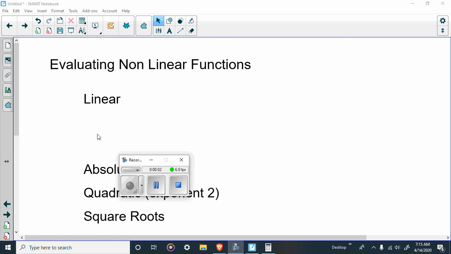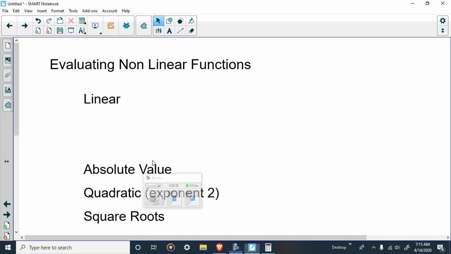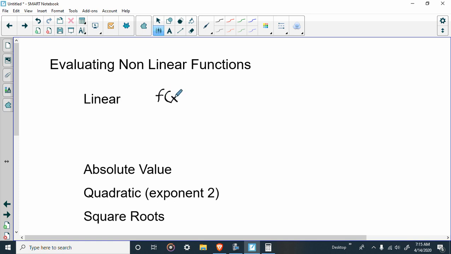Today we're just going to talk real quick about evaluating a couple of types of nonlinear functions. Now we talked quite a bit this year about linear equations and linear functions. And here's the deal, right? For anything that's linear, we said our general formula is the same slope-intercept form. All we're doing right now is putting an f of x in front of it.